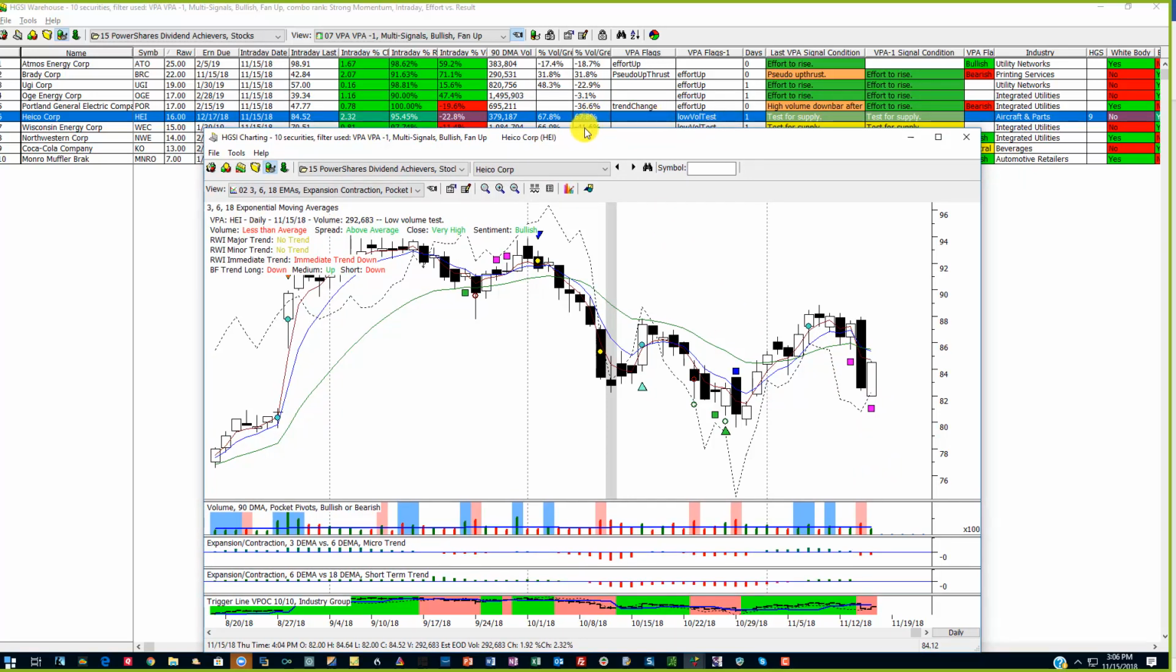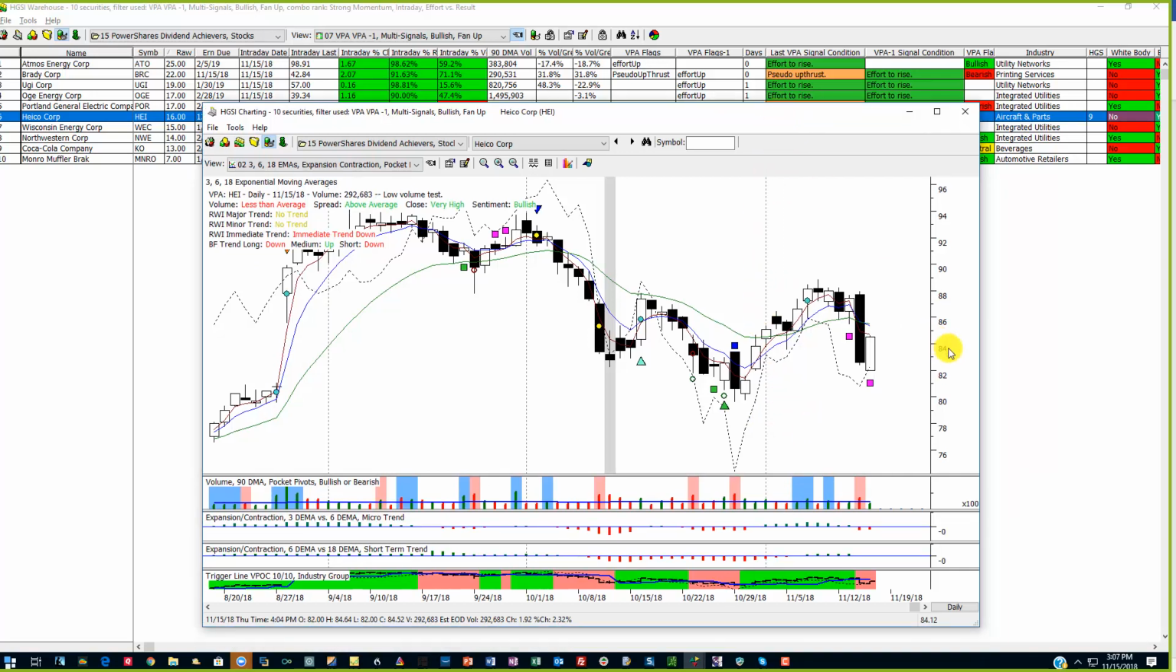Low volume test. Volume was heavier than normal both on 5 and 10 days. Okay, there was no down pocket pivot prior on those 5 or 10 days. That's the way I am looking at it. Anyway, you look at the chart.